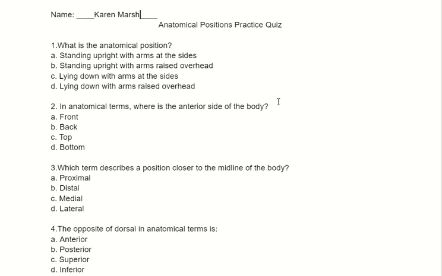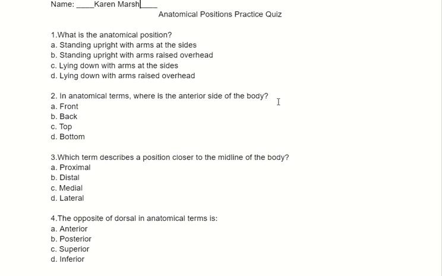So let's dive in. This is going to be a simple 10 questions about anatomical positions. First question, what is the anatomical position? A, standing upright with arms at the sides. B, standing upright with arms raised overhead. C, lying down with arms at the sides. Or D, lying down with arms raised overhead.